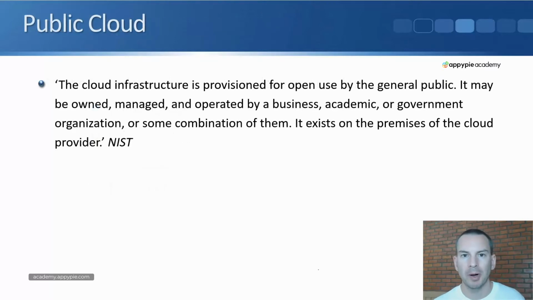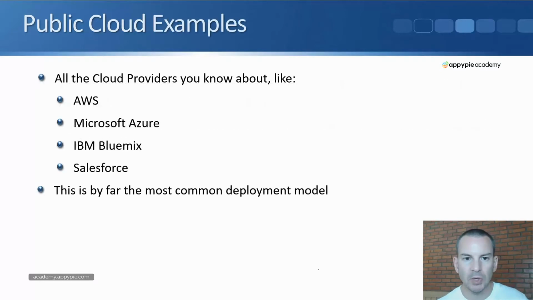Starting off with public cloud, the way that NIST defined that: the cloud infrastructure is provisioned for open use by the general public. It may be owned, managed, and operated by a business, academic, or government organization, or some combination of them. It exists on the premises of the cloud provider.